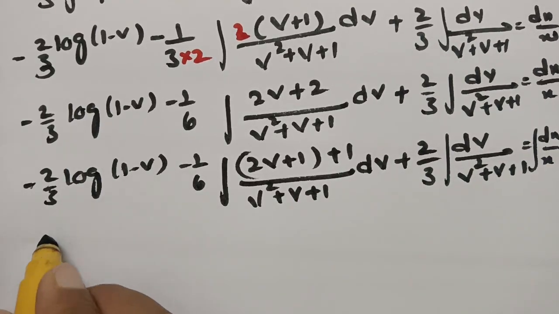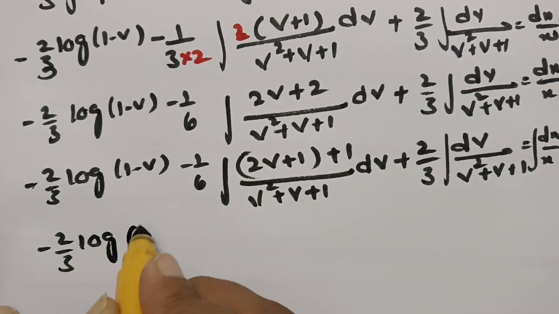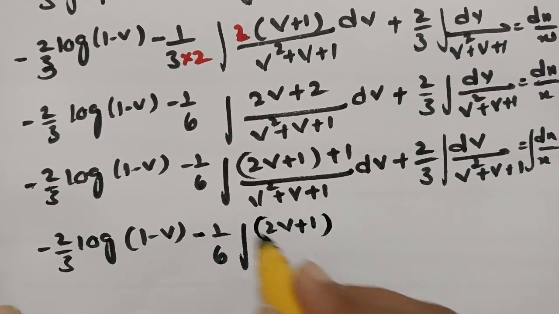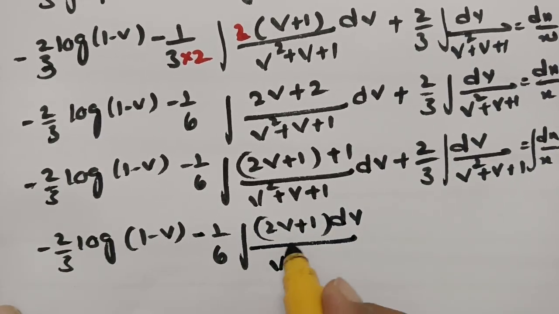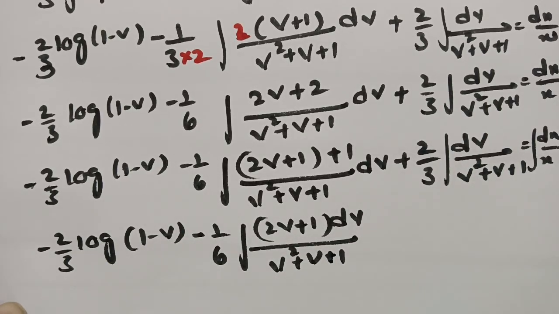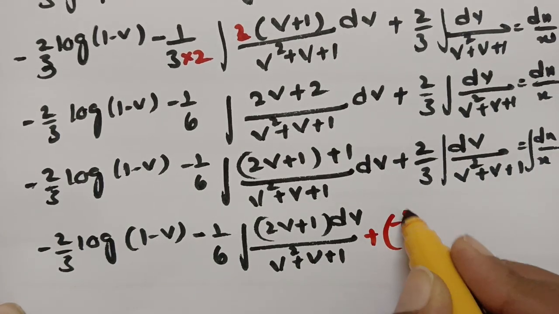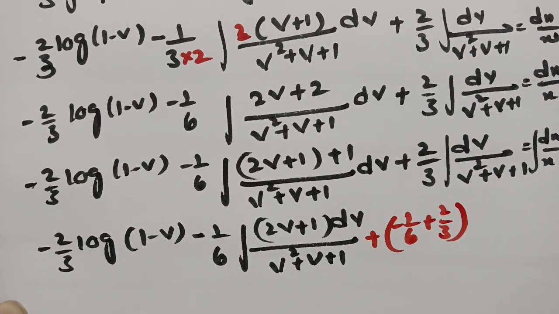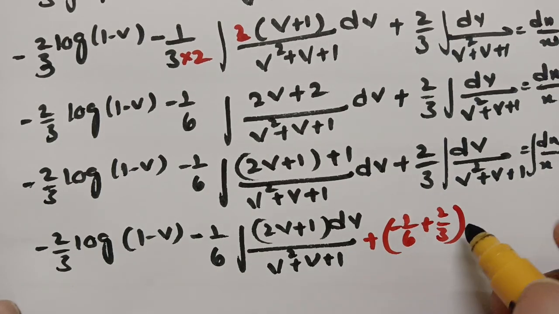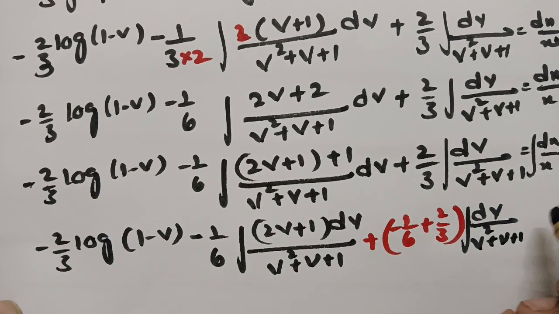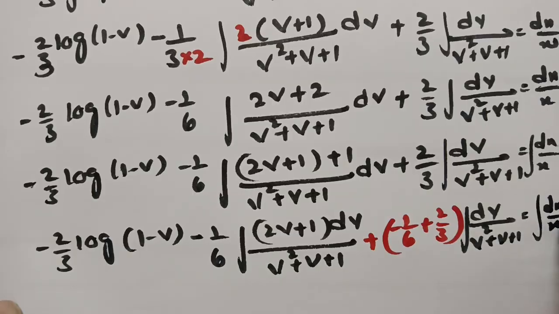So this is going to become 2 by 3 times of log (1 minus v), this is 1 by 6 times of (2v plus 1) into dv by (v square plus v plus 1), and this is minus 1 by 6 plus 2 by 3. See here, this value is going to become minus 1 by 6 plus 2 by 3 into, if I take common, then this is going to become dv by (v square plus v plus 1), which is equal to dx by x.